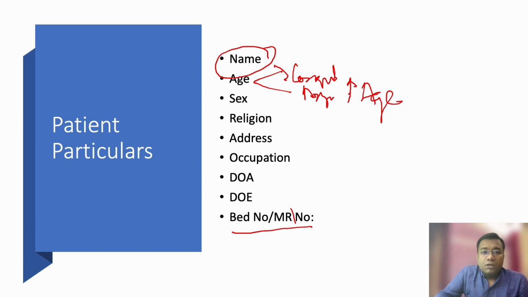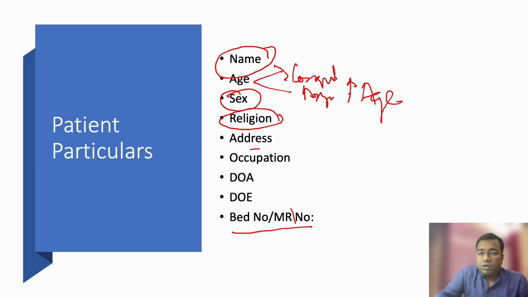All right, then comes the sex. Why is the sex important? Because there are certain diseases which are prevalent in males, and there are certain diseases which are prevalent in females. Then you come to religion. Why is the religion important?